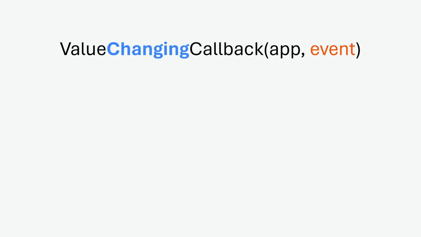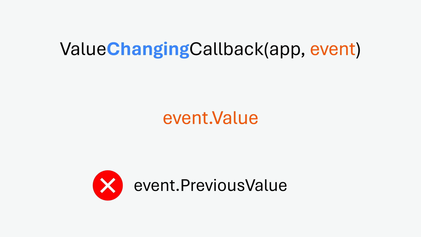Now to get this effect, we have to use the event argument of the value changing callback. We have to use this event.Value argument. Now, one thing I want to mention here, there is no PreviousValue property available for this value changing callback. This property is only available for the value changed callback. So keep this in mind.